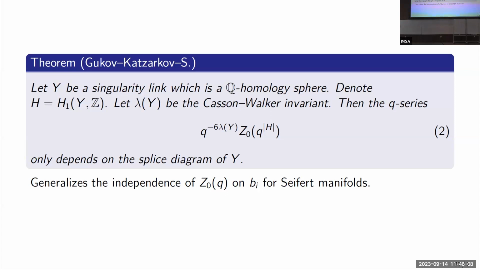Yeah. And this generalizes the independence of Z0 on the BIs. So maybe I can say a little bit about it. Are there any questions about this theorem? So it says that this particular combination of the Z-hat invariants can actually be recovered from less data than the full plumbing graph.